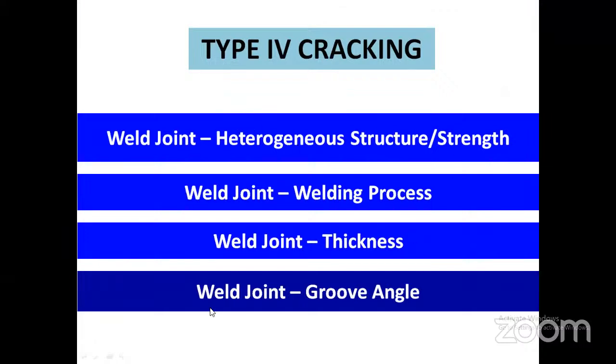So type 4 cracking is influenced not only by the microstructural damage during welding, but also by the welding process, the thickness and the groove angle.